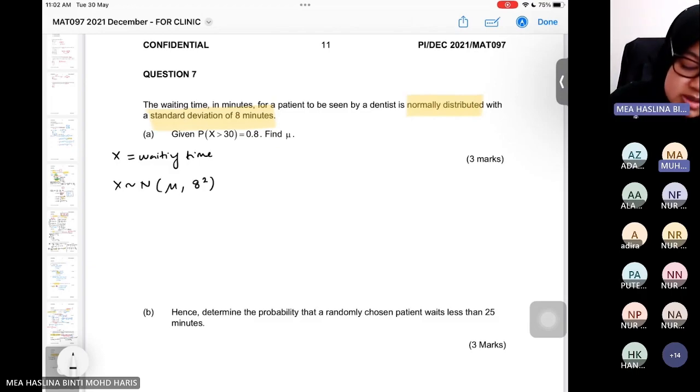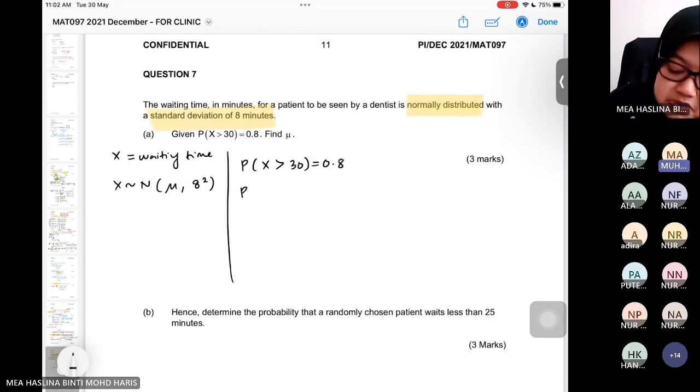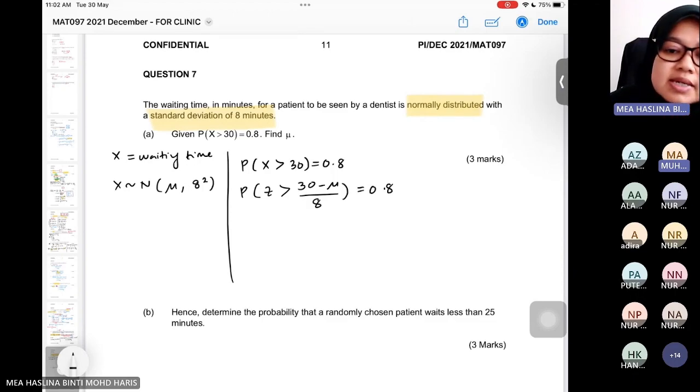So you can use that probability of X greater than 30 equal to 0.8. So probability of Z greater than (30 minus mu) divided by 8 equals 0.8. Okay, so you can compare this with the bell-shaped curve.